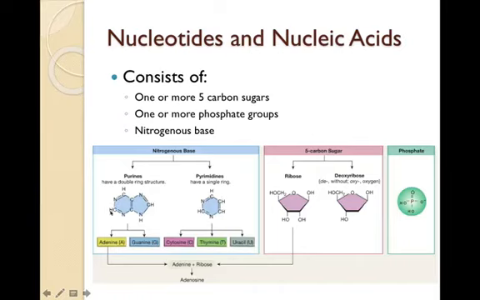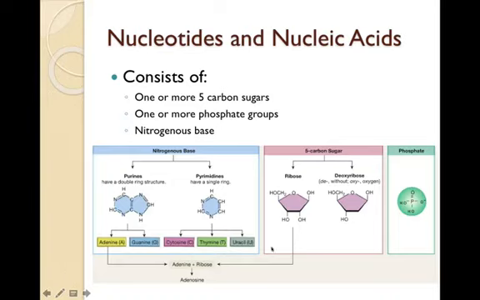And within the purine group, there are two nitrogenous bases. There is adenine, or just simply A for short, and there's guanine, or simply G for short. Within the pyrimidine group, these are single ring structures, and there is cytosine, thymine, and uracil within that group. And the way I remember the ones that are in the pyrimidines is that it spells the word cut, C-U-T.